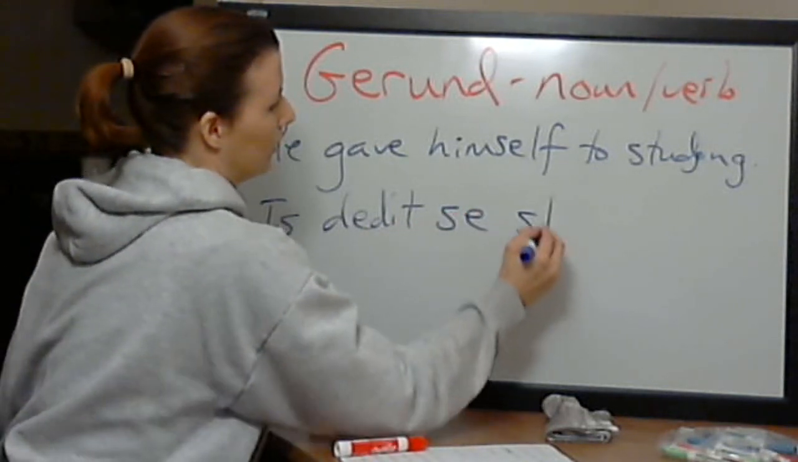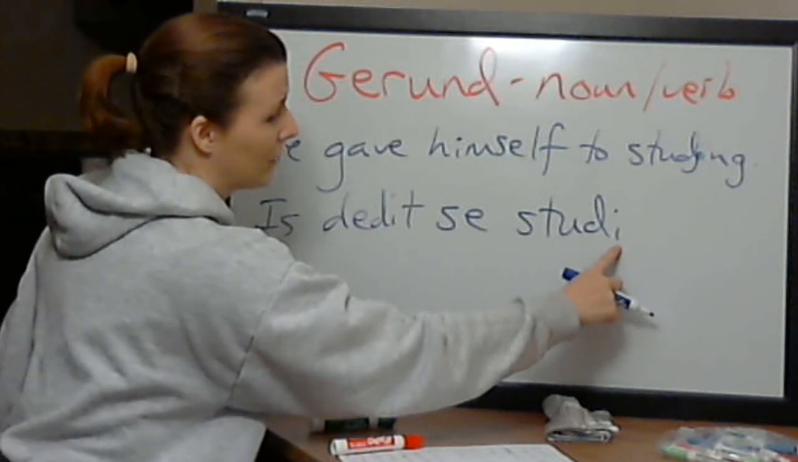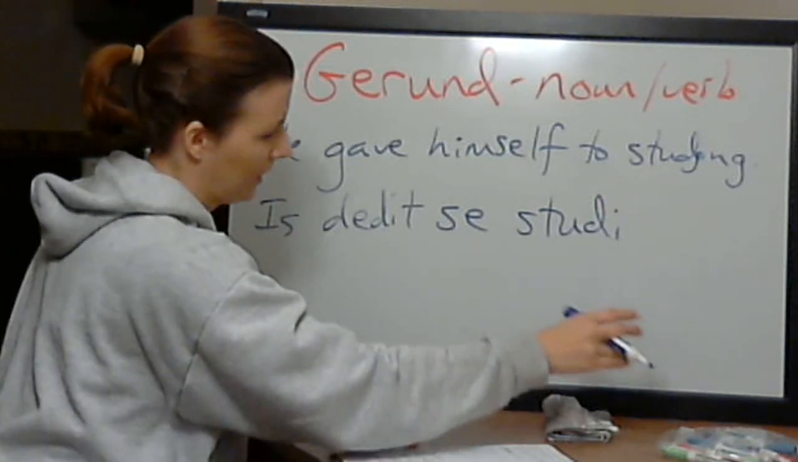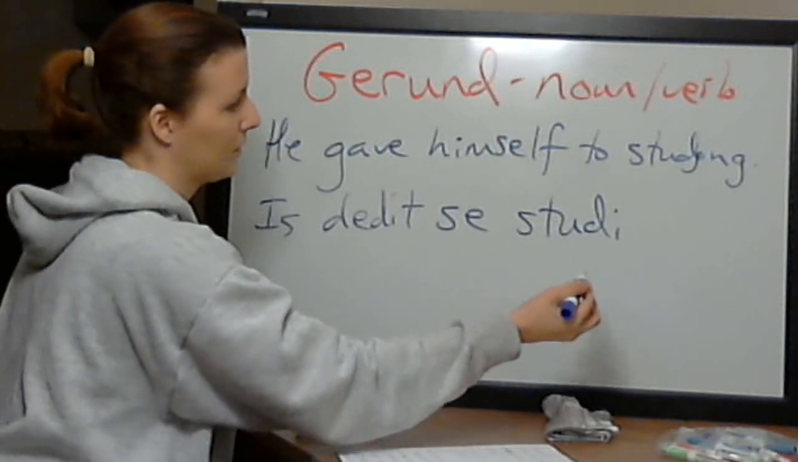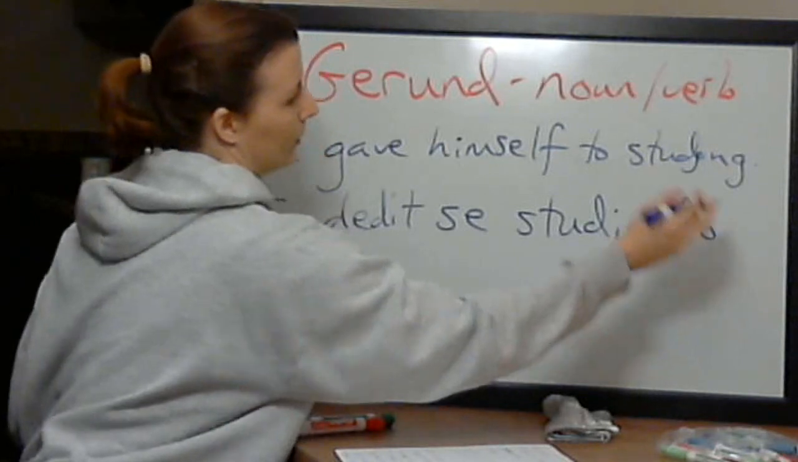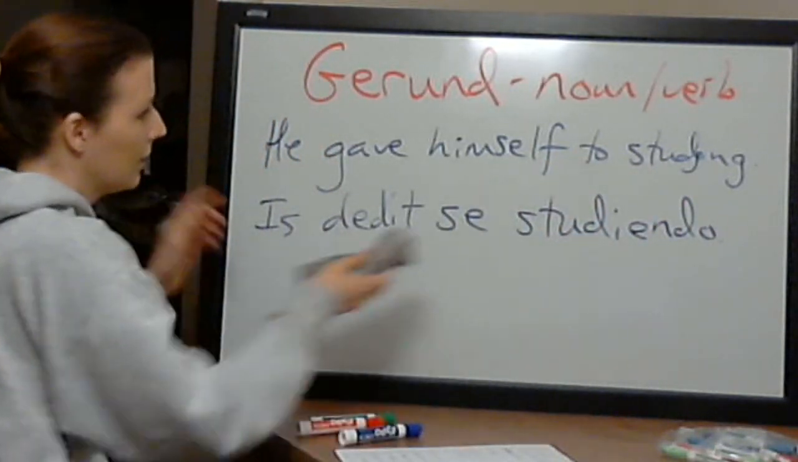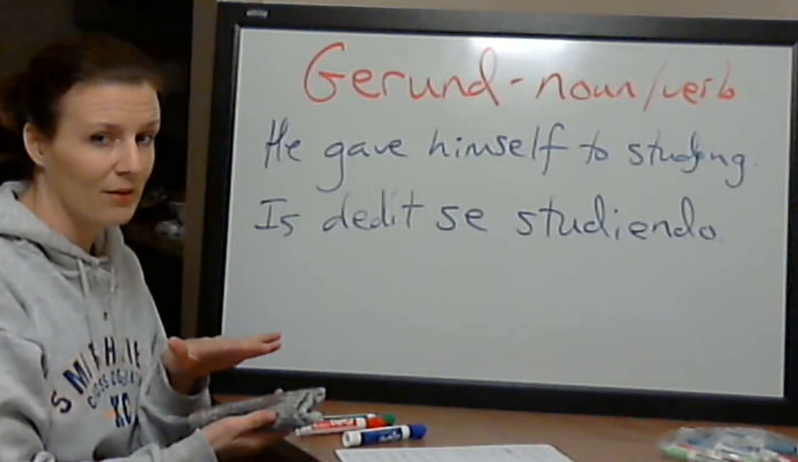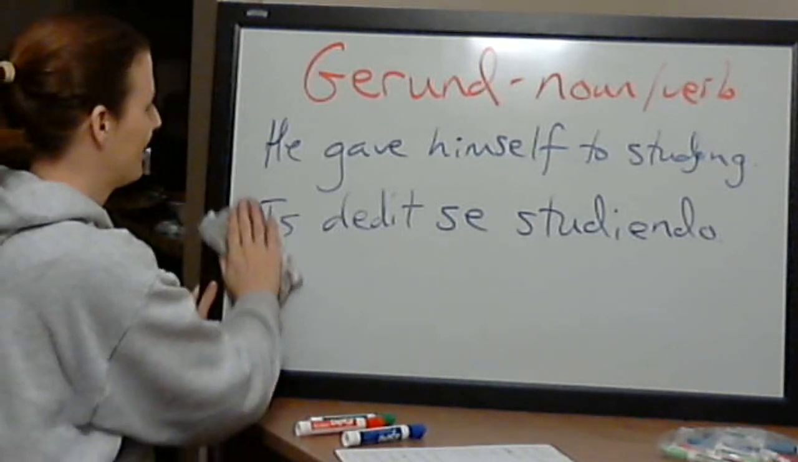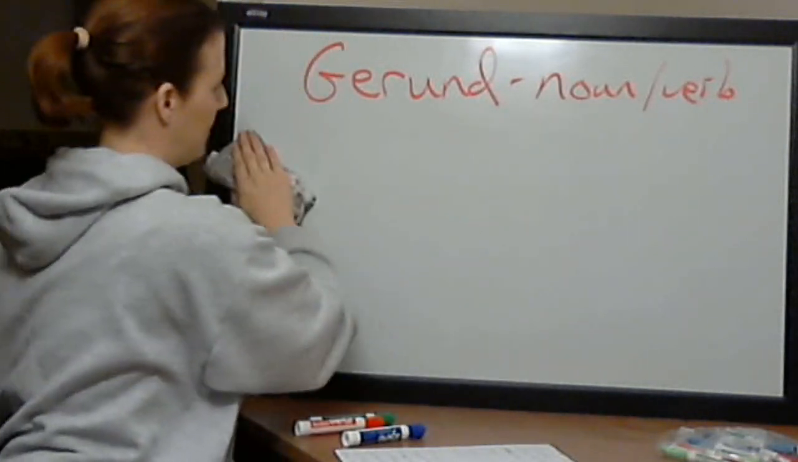So since it's studio, we want to make sure we keep that I in it, because if it has an I in its first principal part, it's going to have an I in all of its other forms there. Studiendo. All right. You will not see dative all that frequently, to be perfectly honest. Ones that you're going to see more frequently are your accusatives and your ablatives.